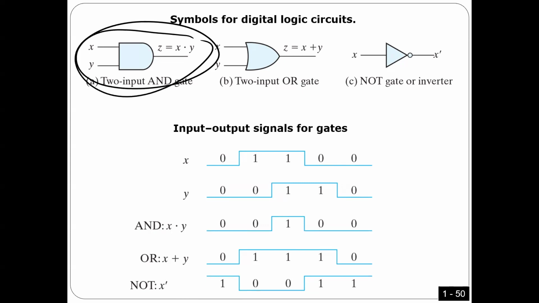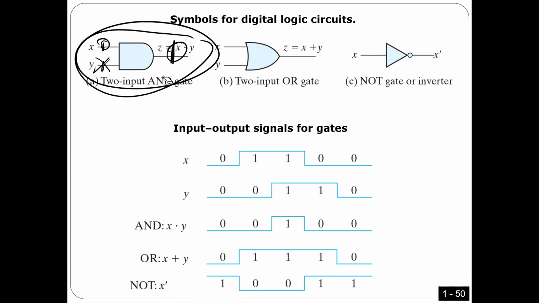Exactly the same thing here. In order to get 1 here, both should be 1. You have to satisfy the two conditions. Both should be 1. If only one of them is 0, I don't even need to look at the other one. The output is 0.